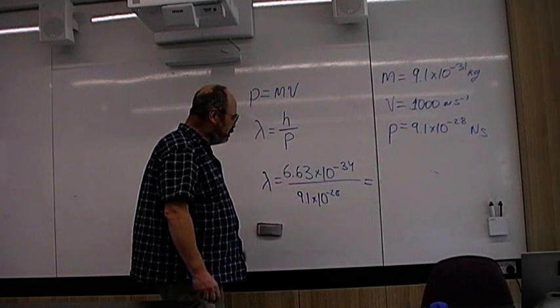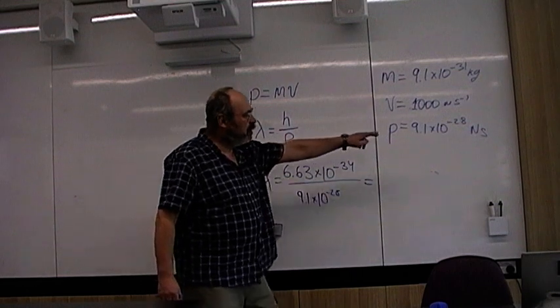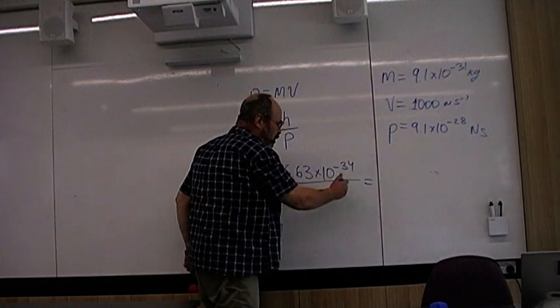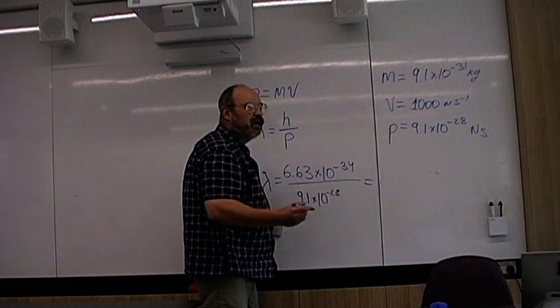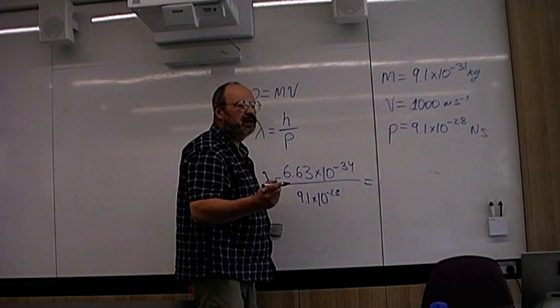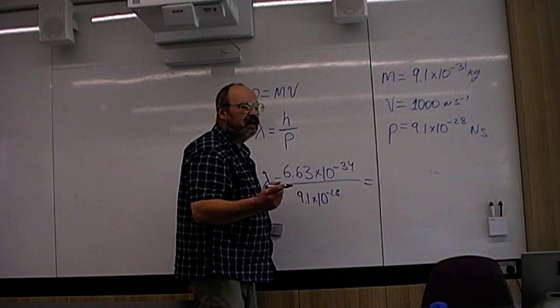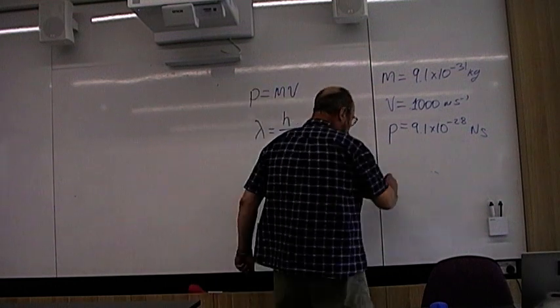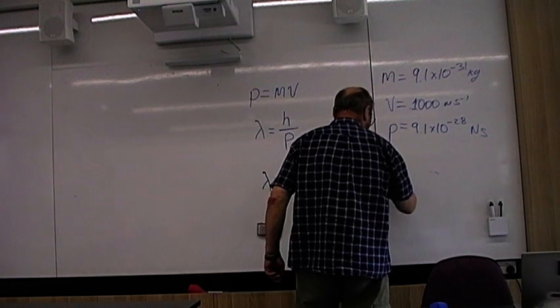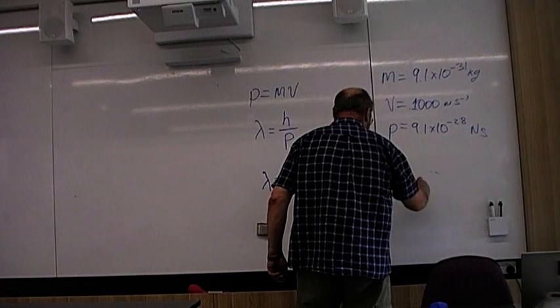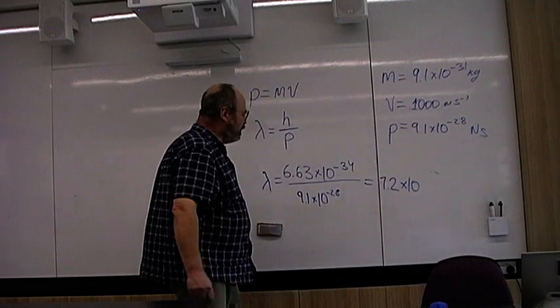What power are we trying to find? The wavelength of the electron. What did you get? 0.72, so 7.2 times 10 to the negative 7.